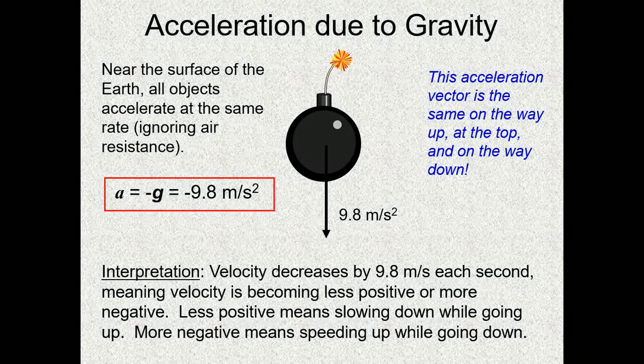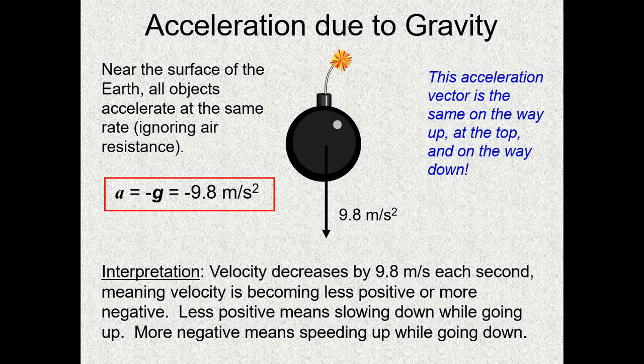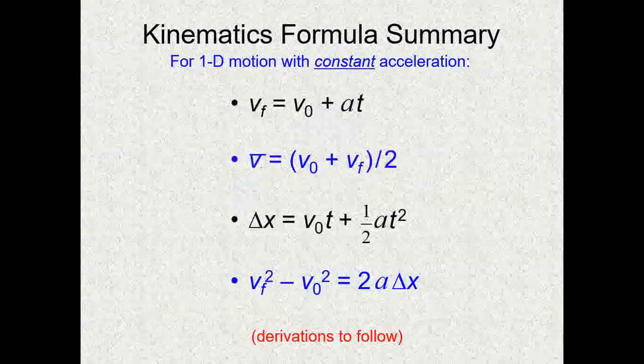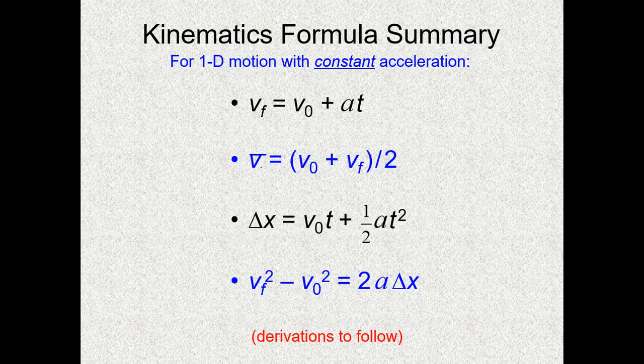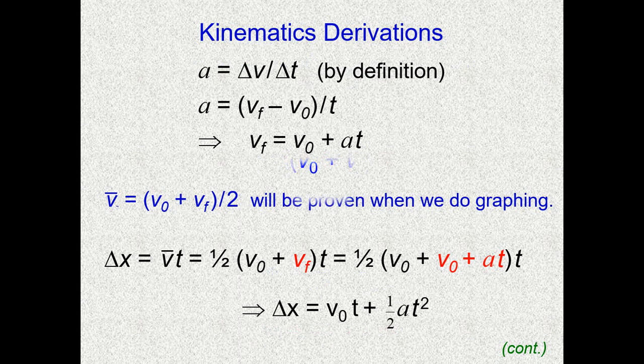Now acceleration due to gravity; this phenomenon we do not need to understand in this figure. Now see here, the kinematics formula summary. v equals v0 plus at, v bar equals (v0 plus vf) by 2, and delta x equals v0 t plus 1 half a t squared. In the last lecture we will derive all of these. And the last one is v squared minus v0 squared equals 2a delta x.